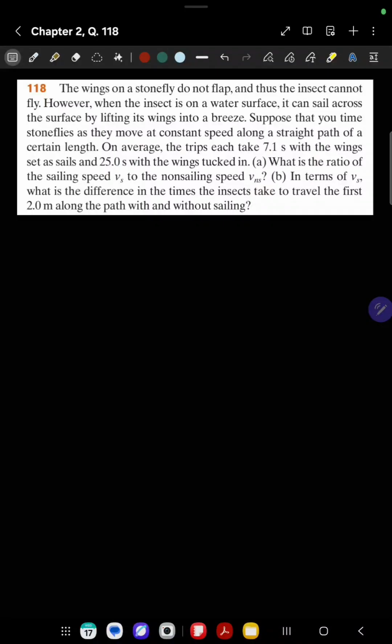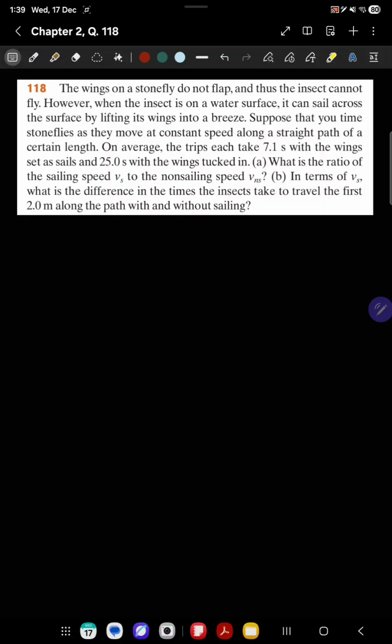So in this question, it says the wings on a stonefly do not flap, and thus the insect cannot fly. Therefore, when the insect is on the water surface, it can sail across the surface by lifting its wings into a breeze. Suppose that you time stoneflies as they move at constant speed along a straight path of a certain length. On average, the strip each take 7.1 seconds with the wings set as sails and 25 seconds with the wings tucked in.